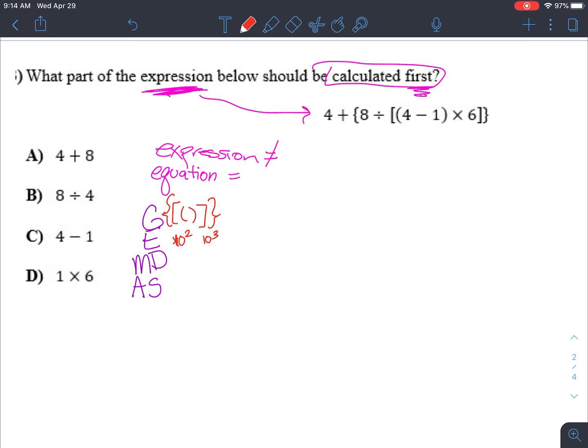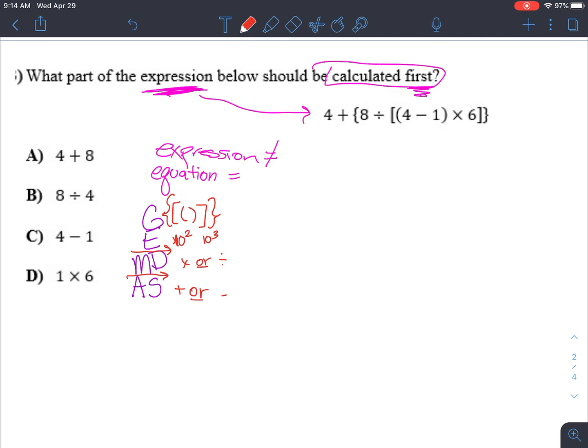My M and my D stand for multiplication or division. Remember, with multiplication and division, think of them as a king and queen. They both have the same power. It's just whichever one you see first. And lastly, same thing, addition or subtraction. If you see the subtraction before the addition, you would do that first. Again, it's kind of like a king and a queen. They have the same power.